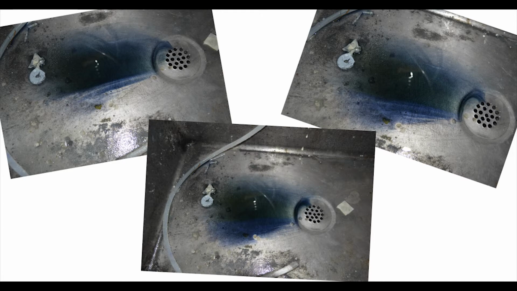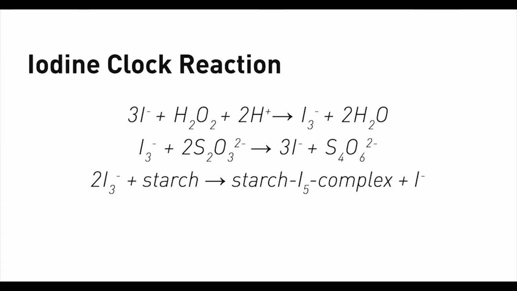Unfortunately for us, we threw the solution into the sink before this happened. A number of reactions allowed this experiment to work. Hydrogen peroxide oxidizes the iodide ions in an acidic condition to form triiodide, which are immediately reduced by the thiosulfate ions. Since the thiosulfate concentration is limited, some triiodide ions will persist in the solution and react with the starch to form a dark blue complex.